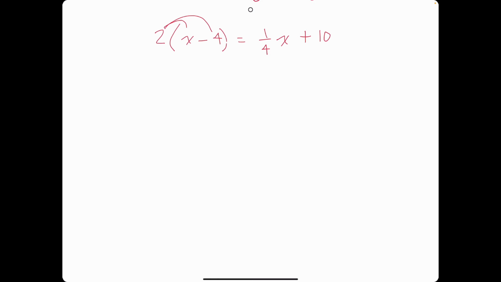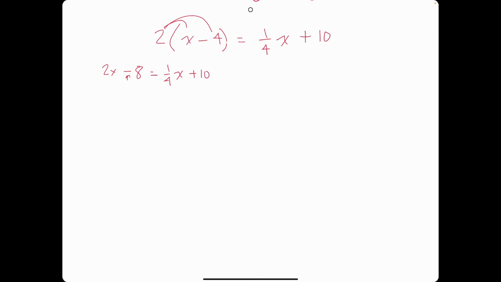So I can share that 2. So I could say 2 times x is 2x. And I'm coming over to the side because I might quickly go the other way shortly. 2x take away, because I think of this not just as take away, but as a negative, 2 times negative 4 is negative 8. And the other side still stays the same, 1/4 x plus 10.